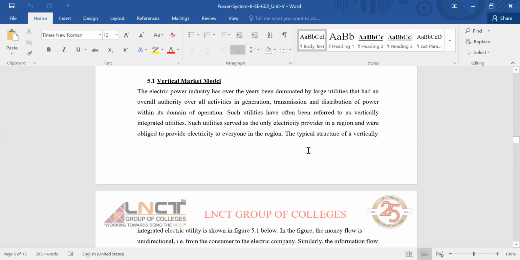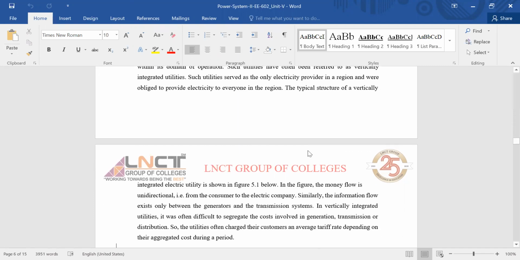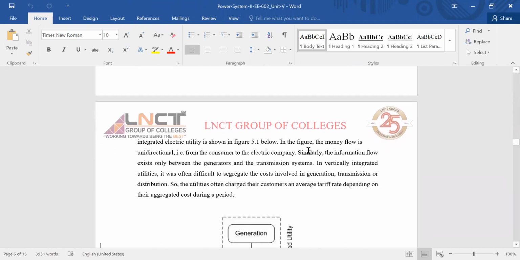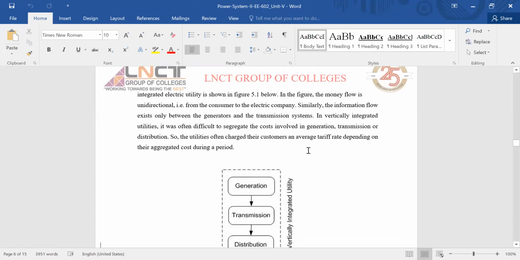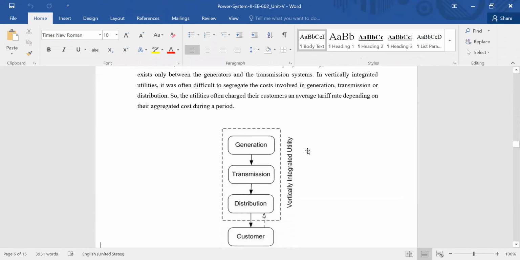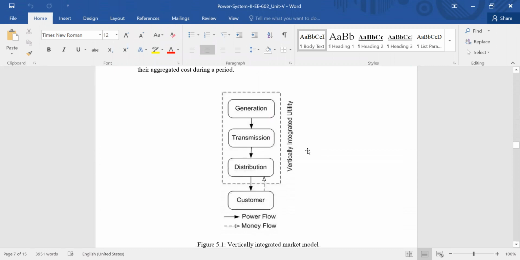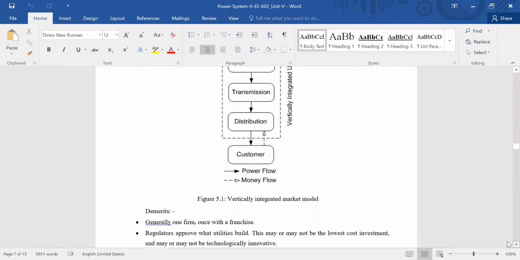So here, this is a drawn vertically integrated utility. This thick line is showing the power flow. So it is a vertically integrated market model. The generation is followed by transmission, distribution, and then the customer. Here the money flows back. The vertically integrated utility model is there.